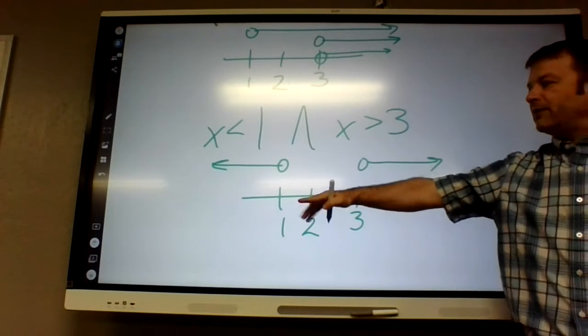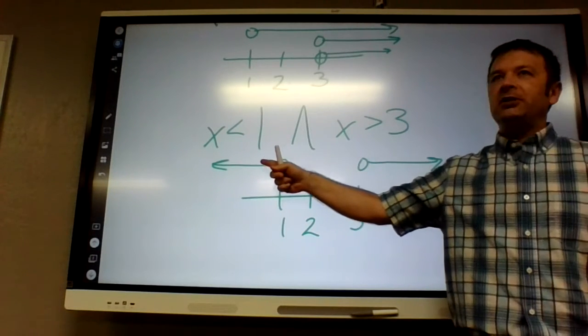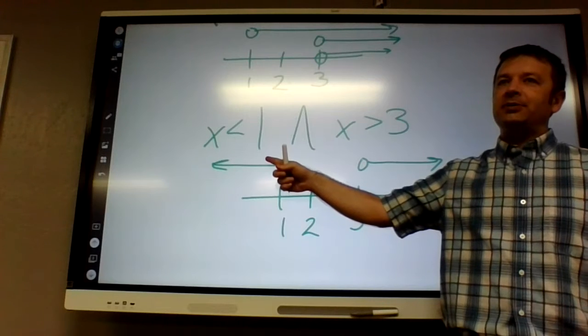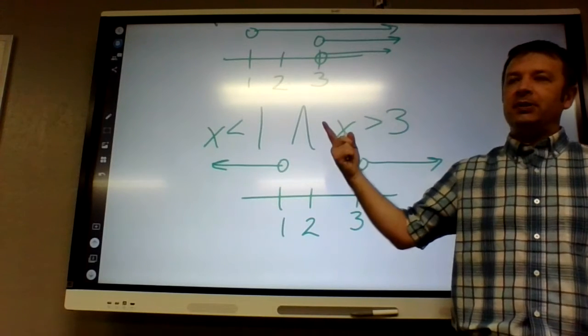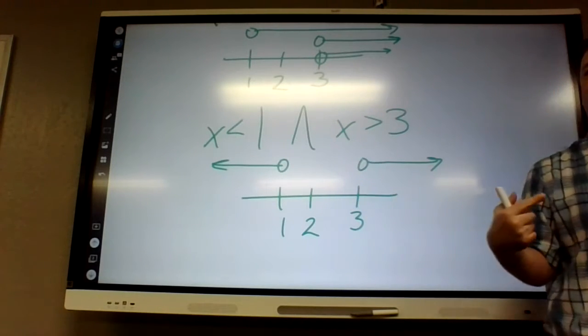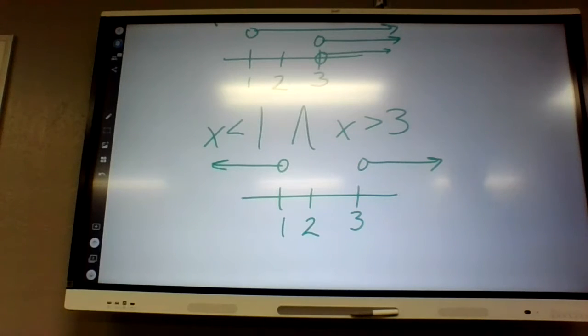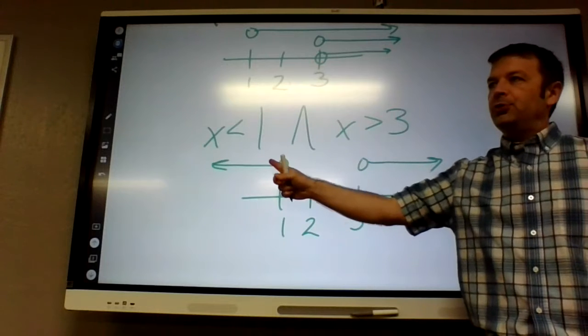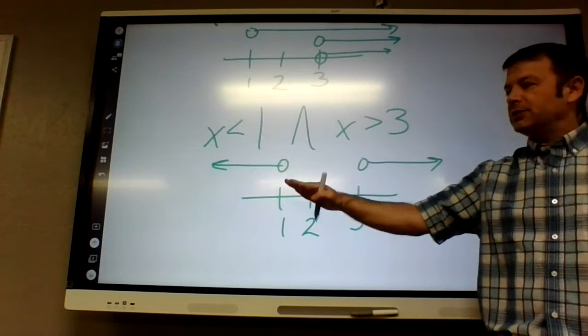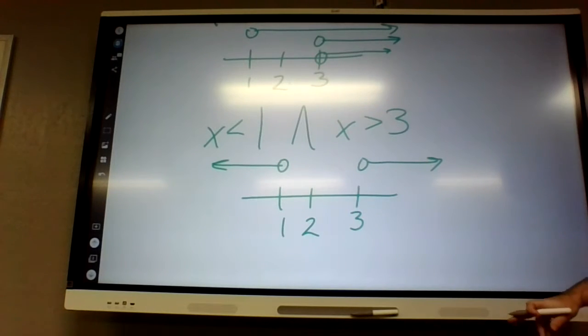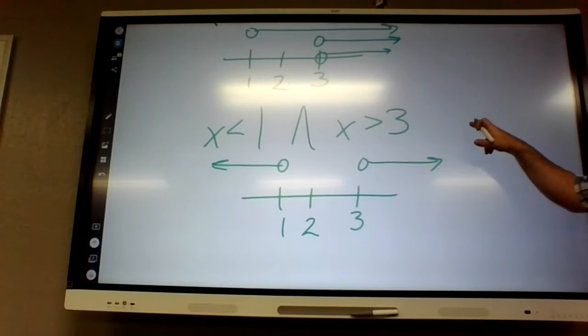How did we graph nothing on Friday? We left a blank graph. So these little floating arrows aren't actually my answer. They're just to help me think about the answer. They have nothing in common. There's no overlap, so there's no number where these are both true. So there is no solution. Okay, that's the three cases for and.